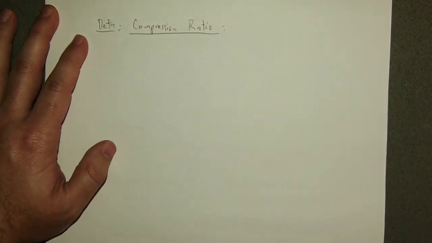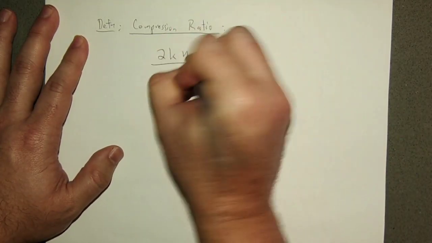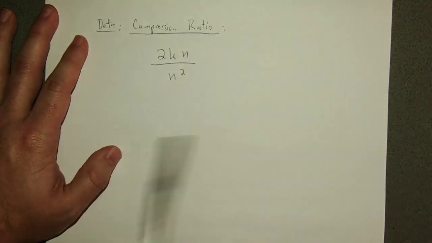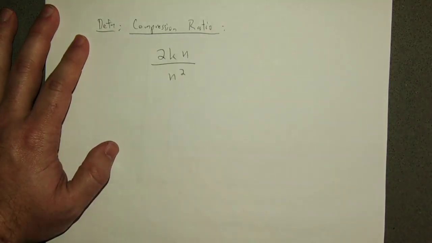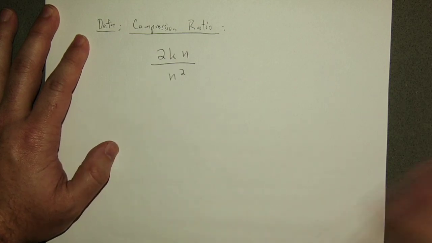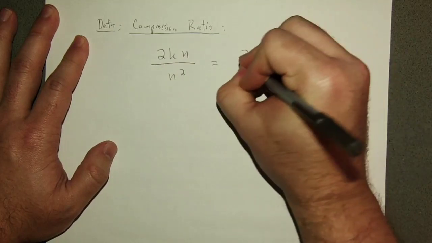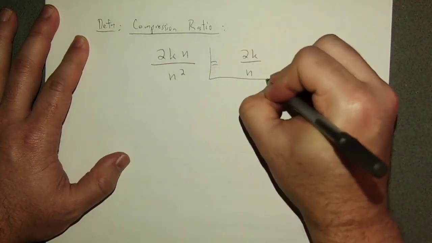What is the compression ratio? This is 2kn divided by n squared. So it's the amount that I need to save using the singular value decomposition divided by the amount I would need to save if I was just naively, literally saving every single entry in my original matrix A associated to that image. So then this is 2k over n. This is my compression ratio.